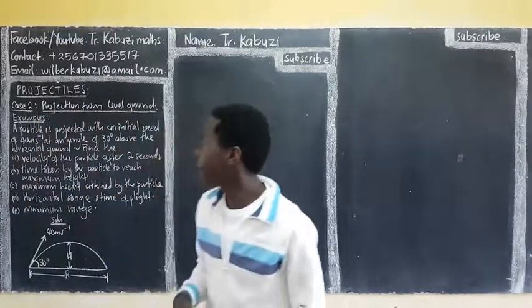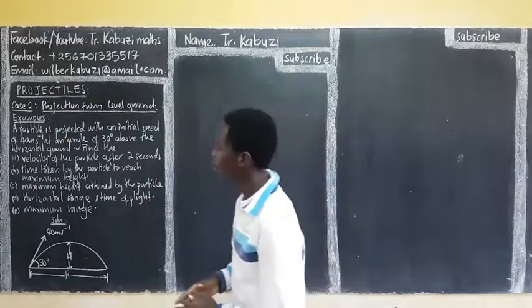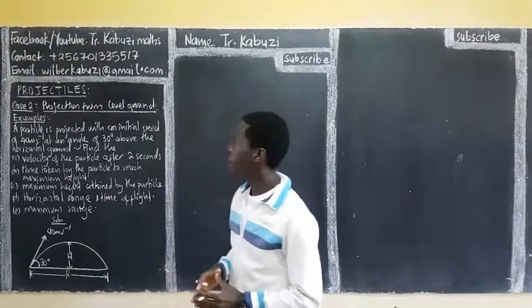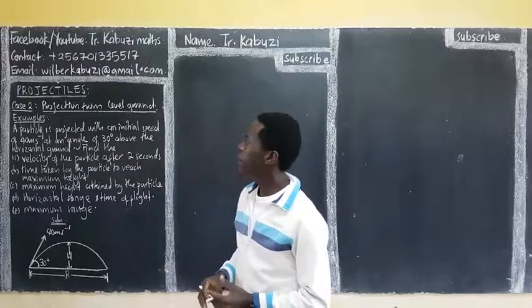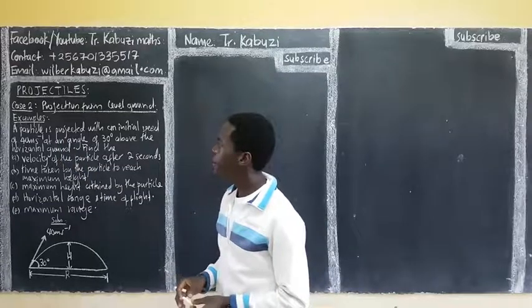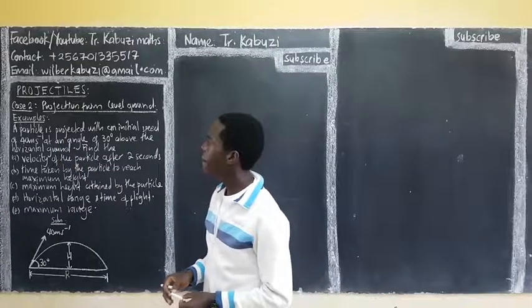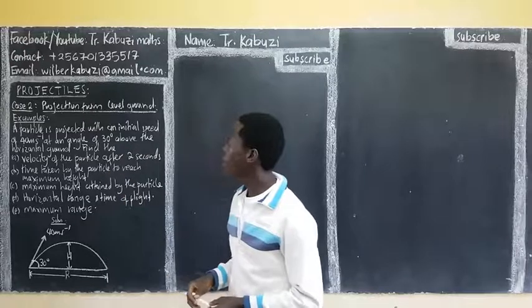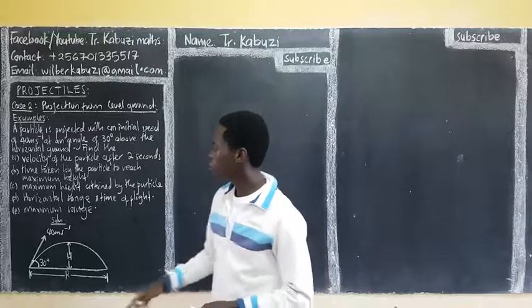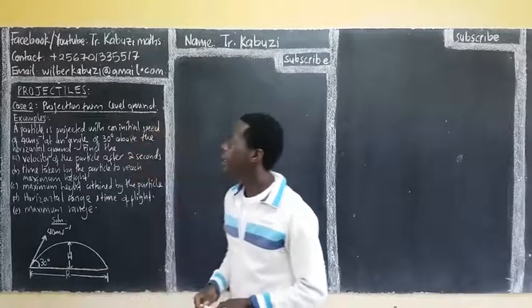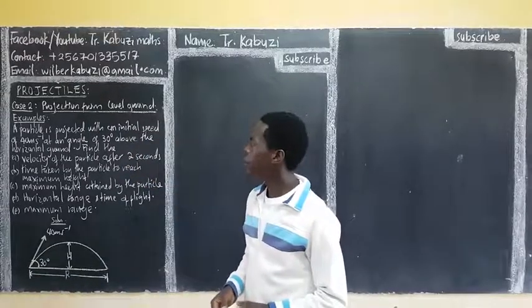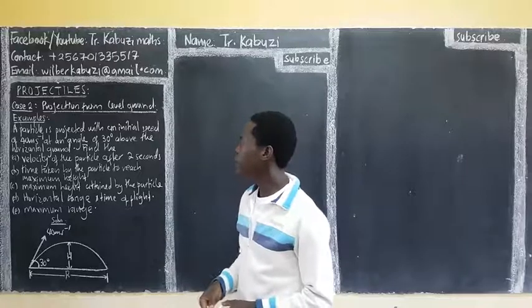Okay, now with us we have a new question here. Now it's a complete one on all what we have seen. So it says a particle is projected with an initial speed of 40 meters per second at an angle of 30 degrees above the horizontal. Find the velocity after 2 seconds.